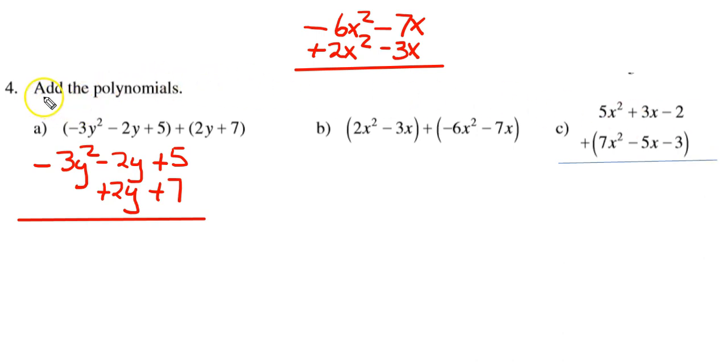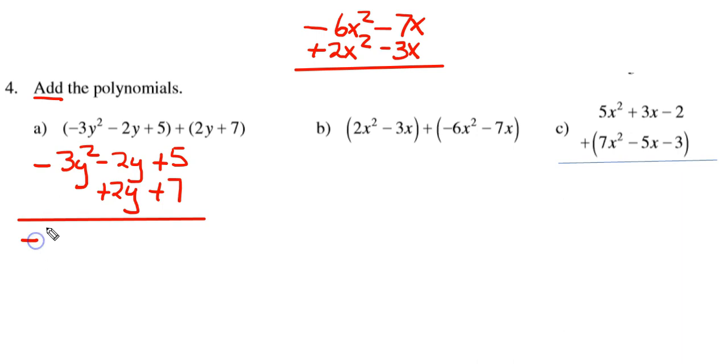Now, when we are adding polynomials, I took a little time to set this up. Here we see something in parentheses and something in parentheses, and there's a plus sign between them that indicates addition. So I strongly suggest that you line them up in vertical like-term columns. So now you just add up these columns.